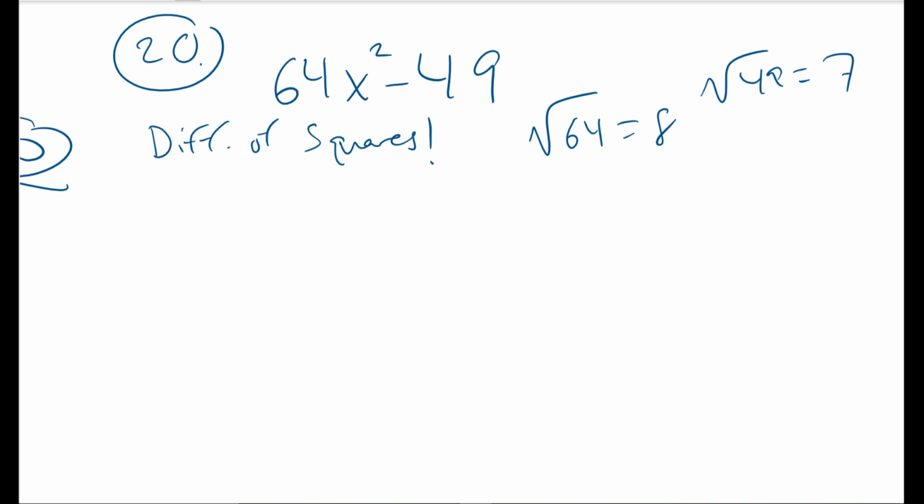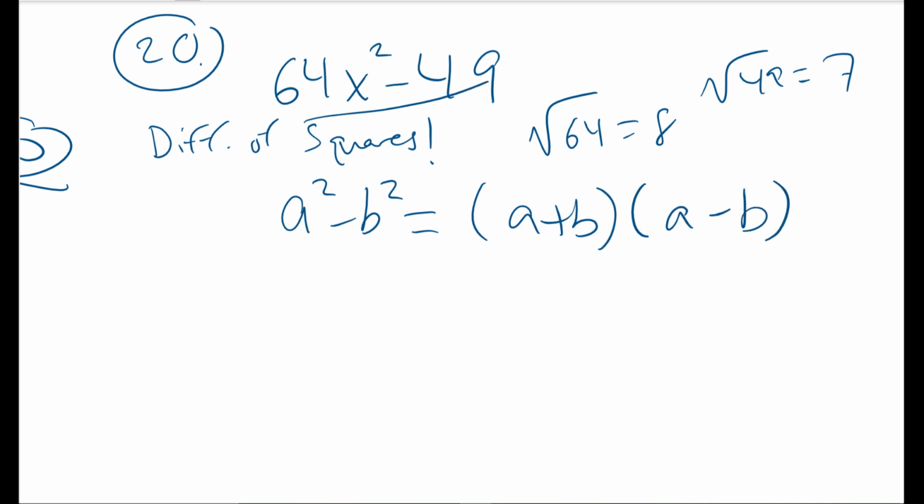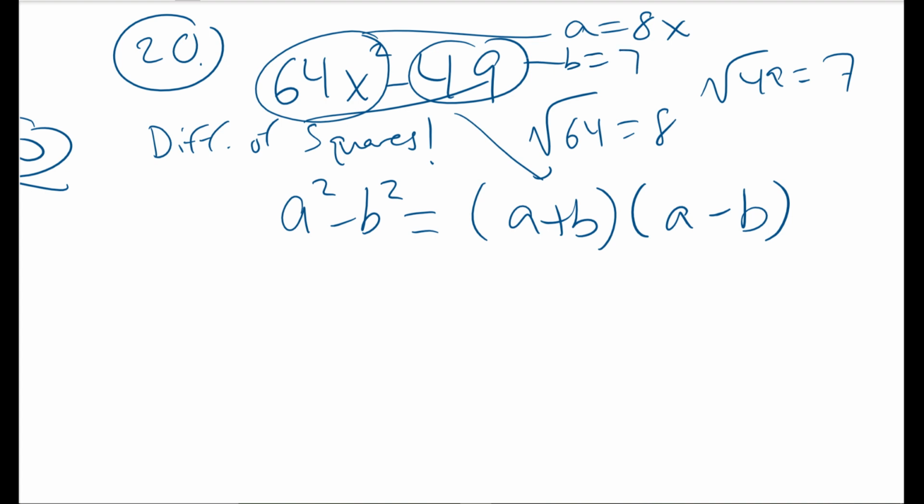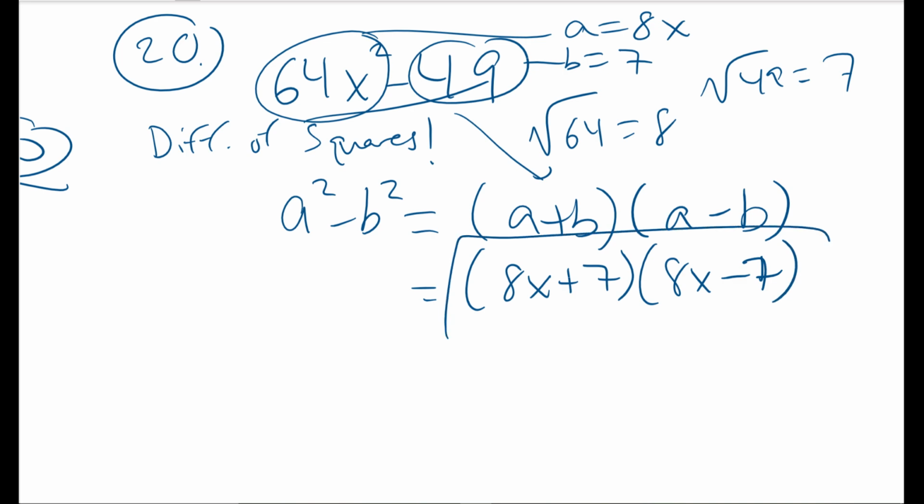So if I convert this, this is going to be a squared minus b squared. That's the formula for difference of squares, equals a plus b times a minus b. So if I want to factor this, I just got to rewrite it like this. In this case, a is 8x, because 8 squared is 64. And then b is going to be 7, because 7 squared is 49. So now I have 8x for a plus 7 for b, 8x for a minus 7 for b. Done. Once I take the square roots, I can plug a and b into the formula, and I'm done.